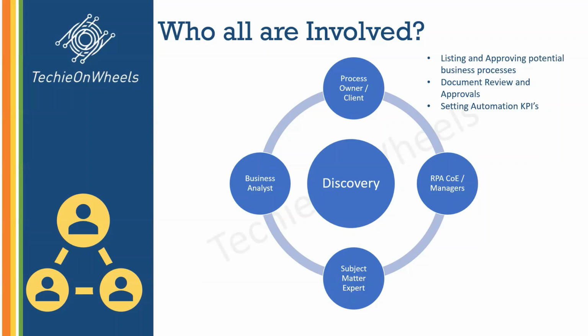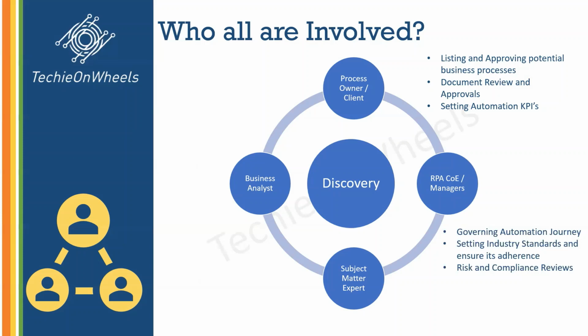Talking about the RPA COE and the managers, these are the people who are the governing authority for the entire automation journey. And talking about their roles, they set up the industry best practices which need to be followed in the RPA domain. They also ensure that the team is adhering to the standards. They review the risk and compliance and provide approval around the same.